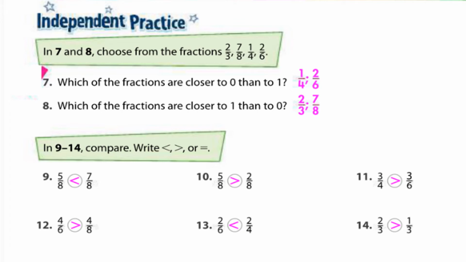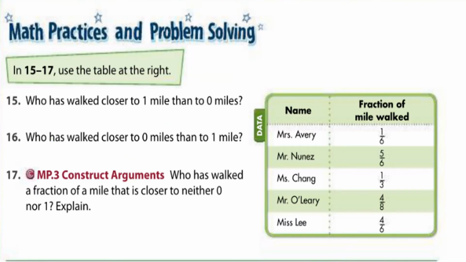Okay, now let's proceed to the next question. Okay, so for this question we have a data table with names and with a fraction of a mile given. Mrs. Avery walked 1/6 of a mile, which is less than the half. The half would be 3/6. Mr. Nunes walked 5/6 of a mile, which would be greater than the half, which is 3/6.